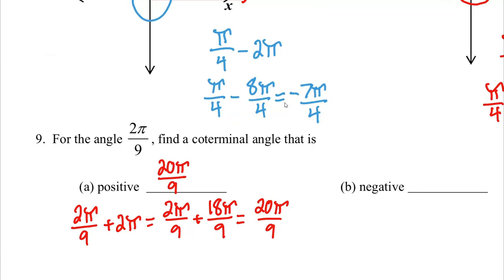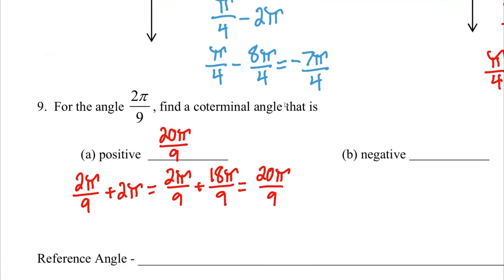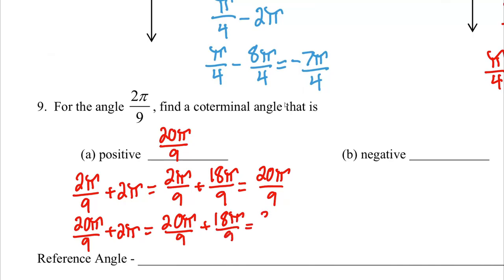Now that is not your only possible answer. So you could actually continue to do this. So let's say we had 20 pi over 9 and I wanted to find a different positive coterminal angle. I would just add 2 pi again. So another option of a positive coterminal angle would be 38 pi over 9. And you could keep going.